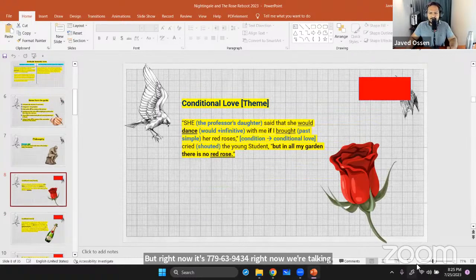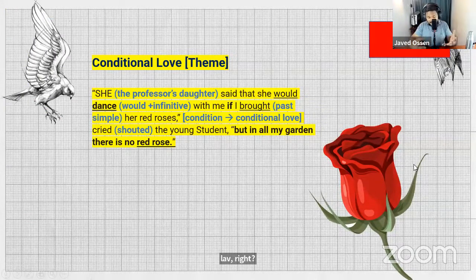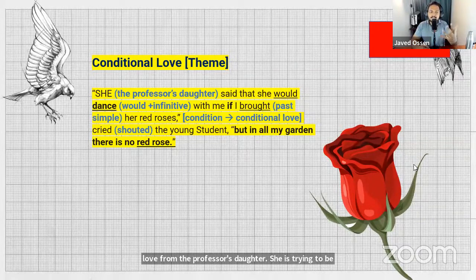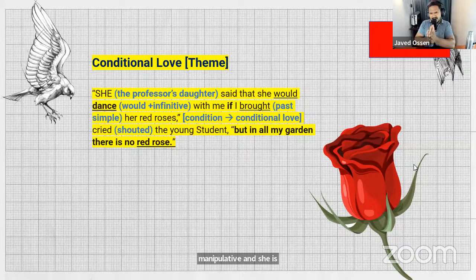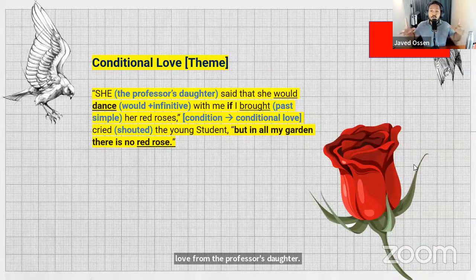What do you mean by conditional love? Real love or fake love? Fake love, right? That means the young student does not really experience love from the professor's daughter. She is trying to be manipulative, and she is expecting something in return for her love. And you know that you should never expect something in return for your love, right? That is why your love is pure. So if you expect something in return for your love, that means it is conditional love. It is not real love. Who is she? She is the professor's daughter.